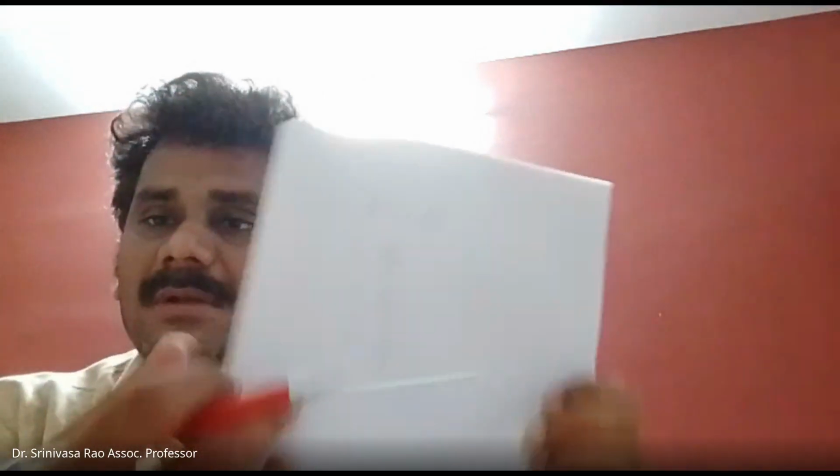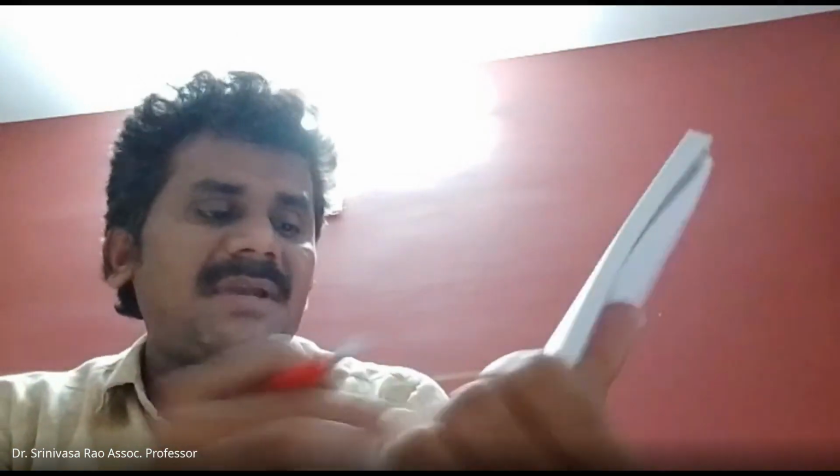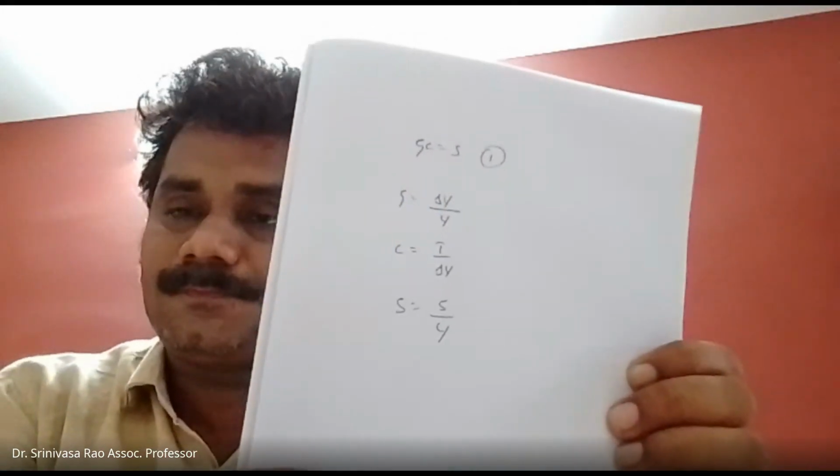So G can be written as delta Y by Y. C can be written as I by delta Y. And S can be written as S by Y.